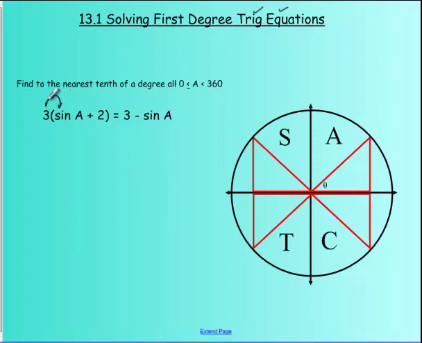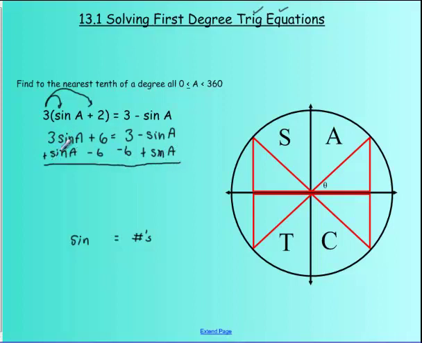We're going to distribute the 3 and get 3 sine A plus 6 equals 3 minus sine A. And then we're going to move it around so that I get my sine on one side and my numbers on the other. So that means I'm going to take this 6 and move it over to this side. And I'm going to take this sine of A and move it over to the left side.